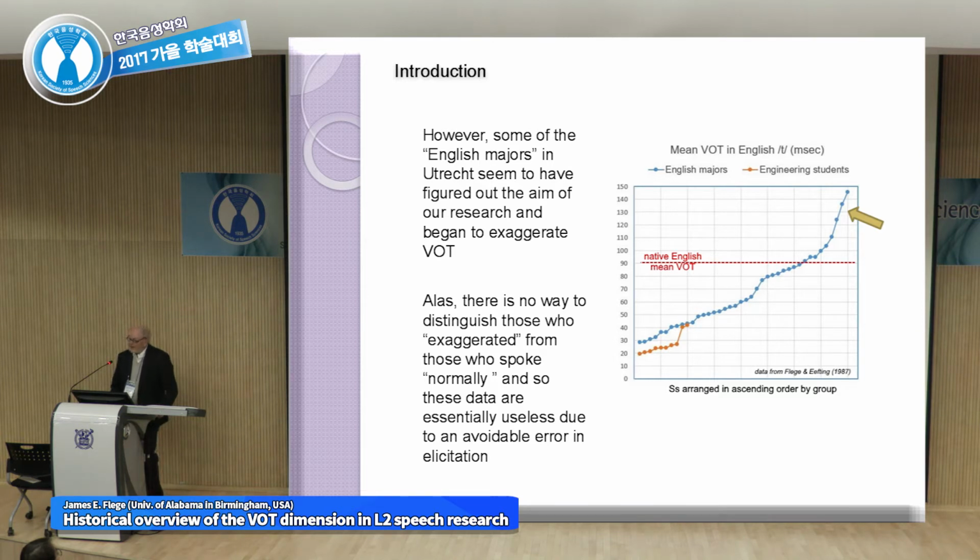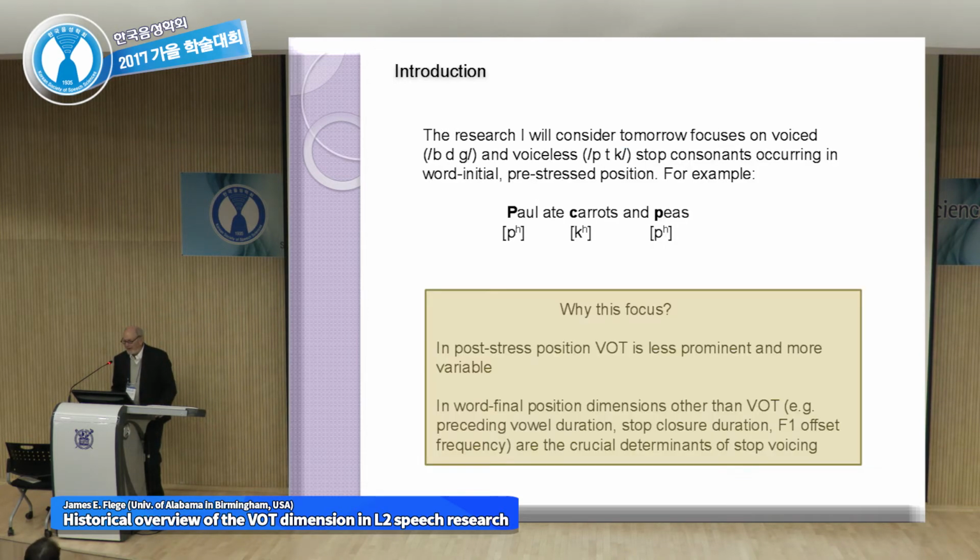Unfortunately, there's no way to distinguish those who exaggerated from those who were speaking normally, and so this is an essentially worthless data set. Worthless, but the problem could have been solved very, very easily. So it's a big mistake, and this type of mistake is made often, let's put it that way.